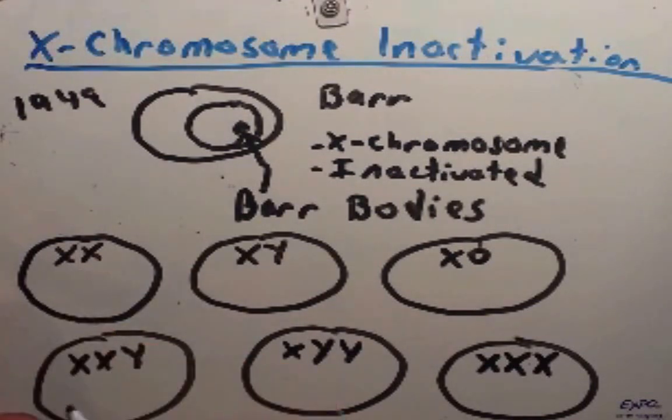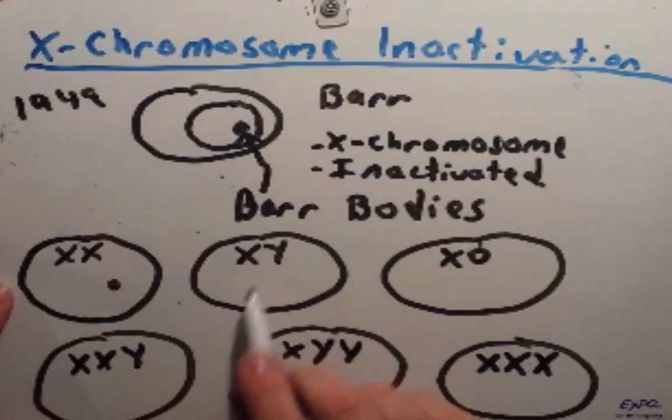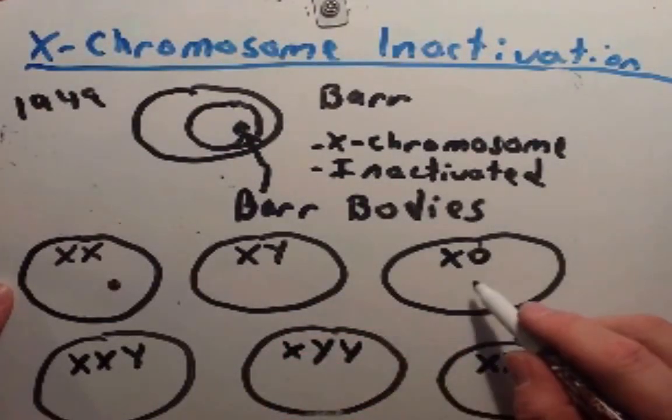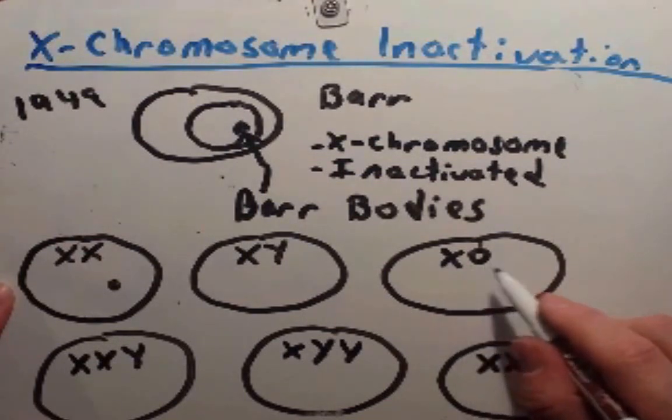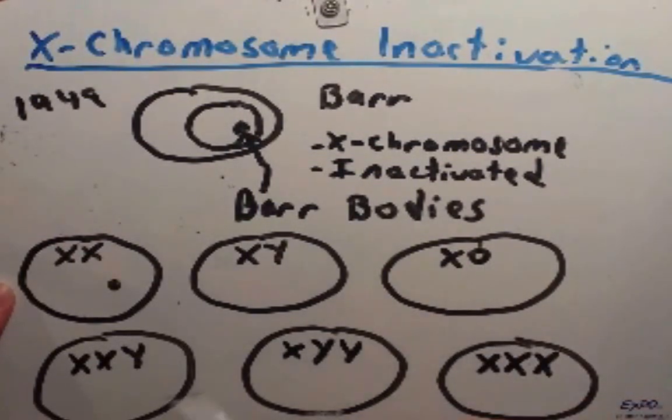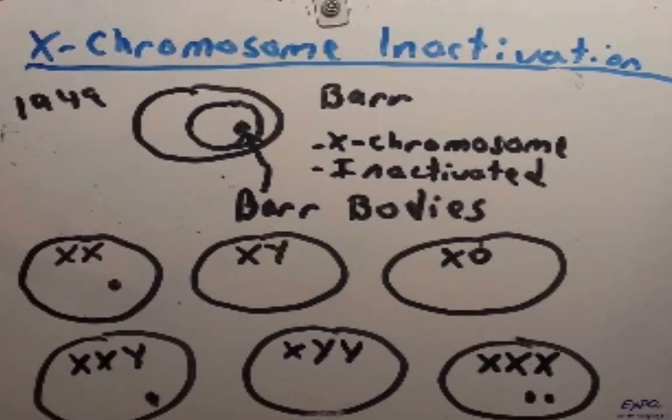So the XX female has one Barr body. A person who is a male has no Barr bodies. A person who has Turner syndrome has an X chromosome, no Y, but no Barr body. A male with Klinefelter's, XXY, has one Barr body. So it doesn't depend on whether the person is male or female, it depends on how many X chromosomes they have. Somebody with Jacob's syndrome has no Barr bodies. Somebody with XXX syndrome will have 2 Barr bodies. If somebody had 6 X chromosomes, they would have 5 Barr bodies.